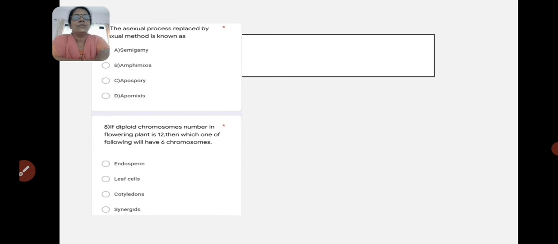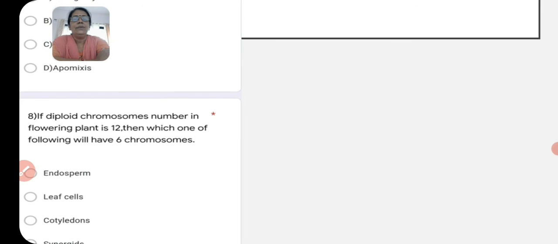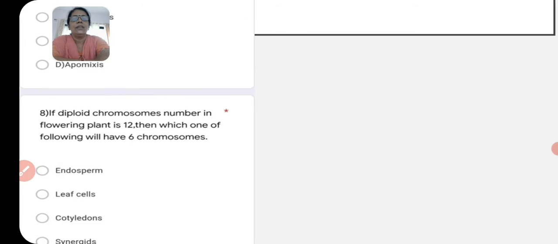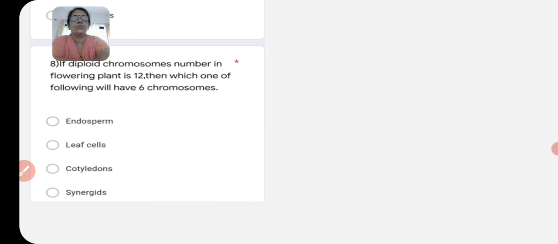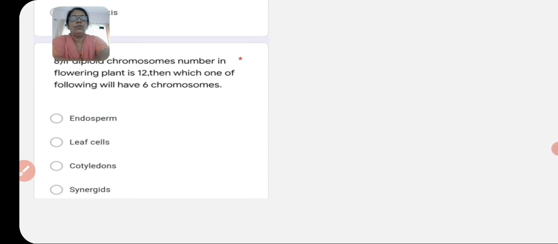The asexual process replaced by a sexual method is known as apomixis. Then, if the diploid chromosome number in a flowering plant is 12, which of the following will have 6 chromosomes: endosperm, leaf cell, cotyledon, or synergids?